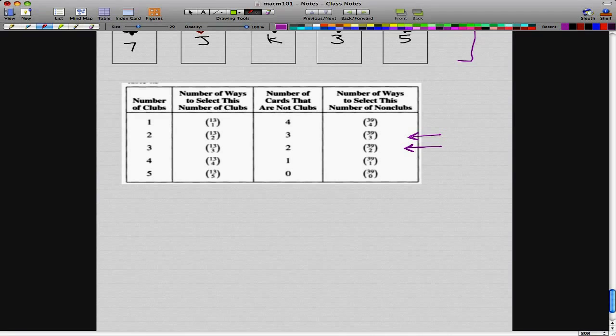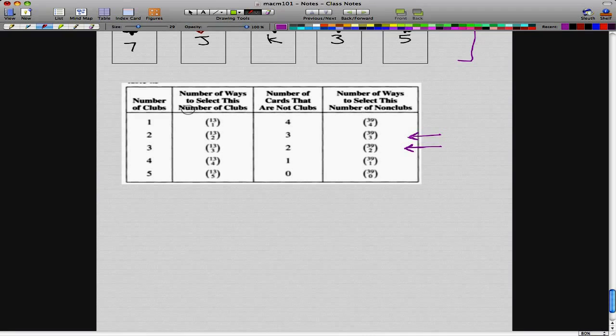So we want at least 1 club, right? So at least 1 club means 1 or more. So we could have a hand with 1 club, a hand with 2 clubs, a hand with 3 clubs, a hand with 4 clubs, or a hand with all clubs. So we have to consider all the possibilities.